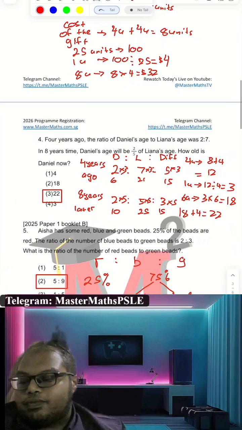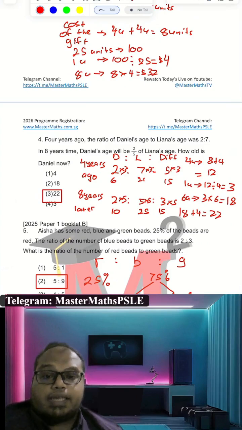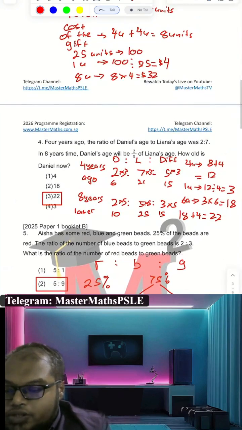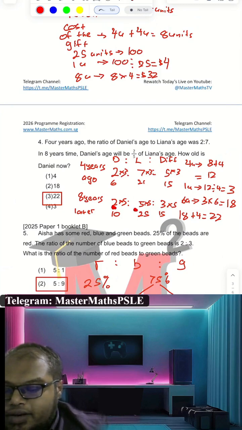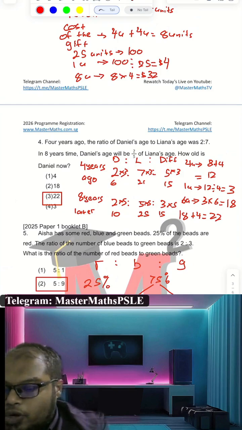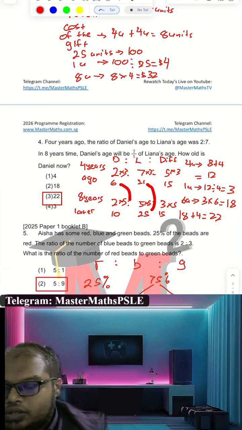Okay, question 4. Whenever each question, remember the difference must remain the same. Initially 4 years ago was 2 is to 7. Difference is 5. Then 8 years later, 2 is to 5, difference is 3. So I make them the same, times 5 times 3. So with that, we got 6, 21, 15, 10, 25, 15. So the difference here now, you see, is 4 units, 4 units.